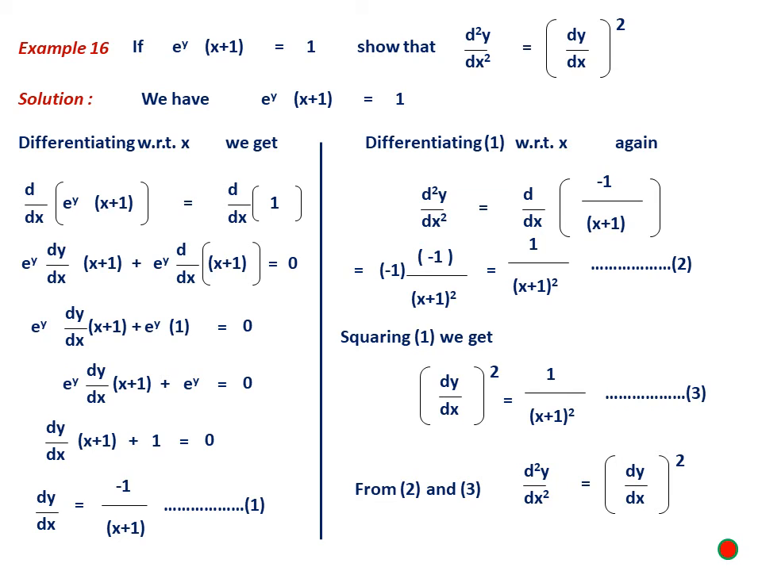So now squaring 1, what do we get? dy by dx whole square. This will be equal to minus 1 by x plus 1 whole square, because when you square it, minus 1 becomes plus 1. So I have directly written. Now look at the right hand side of 2 and 3. They are one and the same. Therefore from 2 and 3 you get d square y by dx square will be equal to dy by dx the whole square. This is what we wanted to prove. So this is example 16.